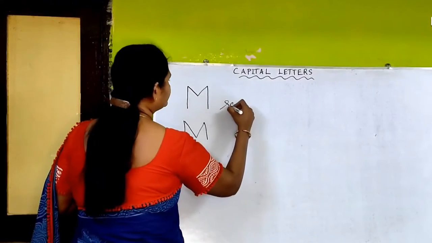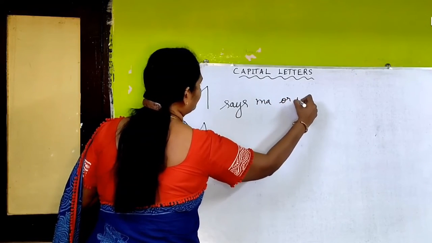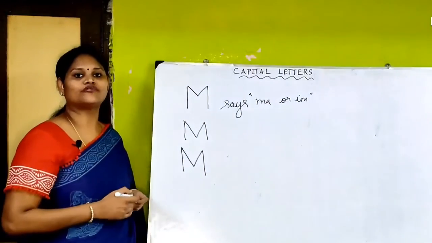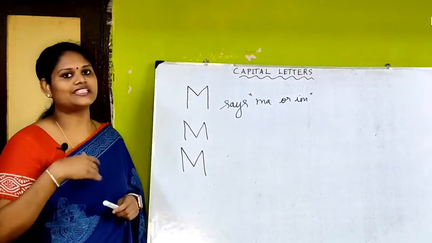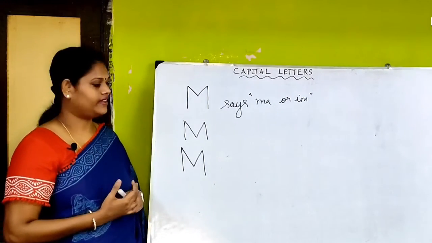So M says ma or im. Im is the ending sound of the letter M and starting sound is the ma. Ma or im. Yum. Okay.